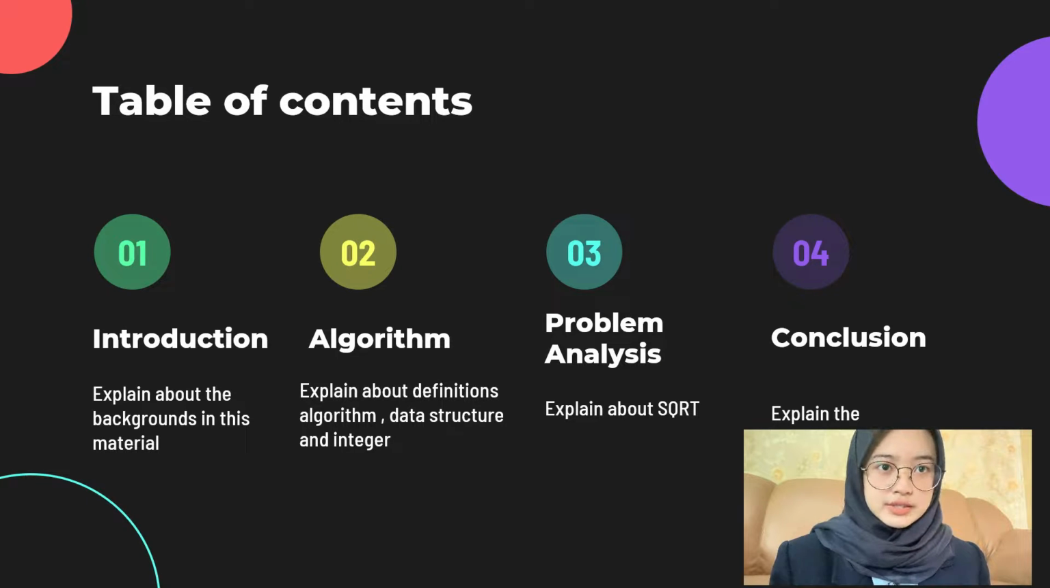First is introduction. It explains the background of this material. The next is algorithm. It explains definitions of algorithm, data structure, and integer. The third is problem analysis, and it explains about Sqrt or square root. And the last is conclusion. It explains the conclusions of this material.